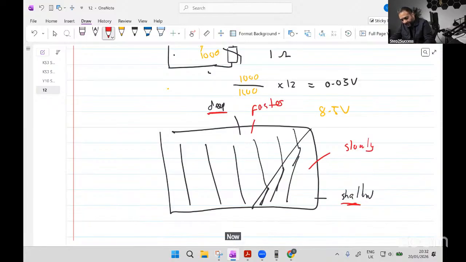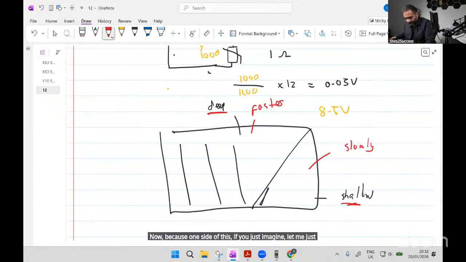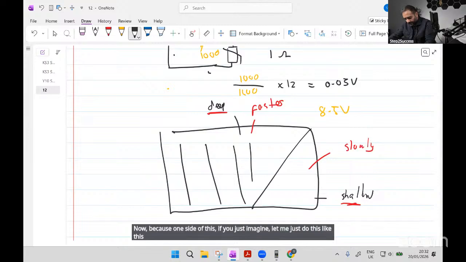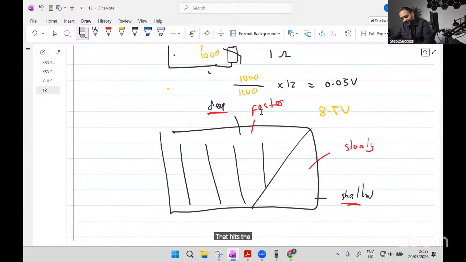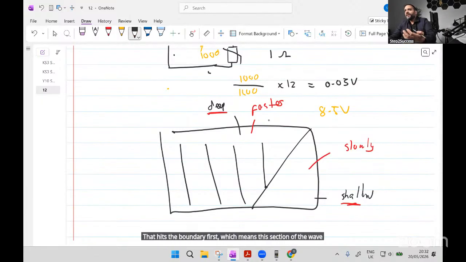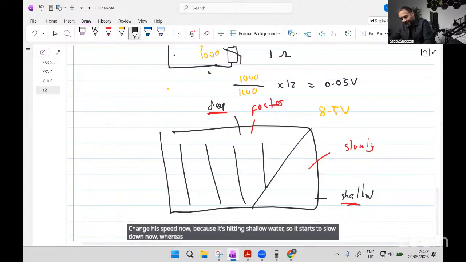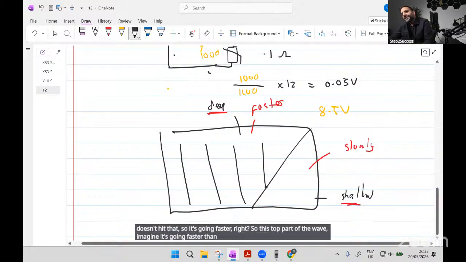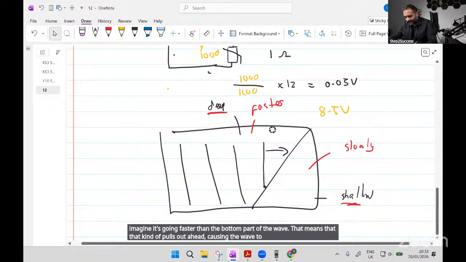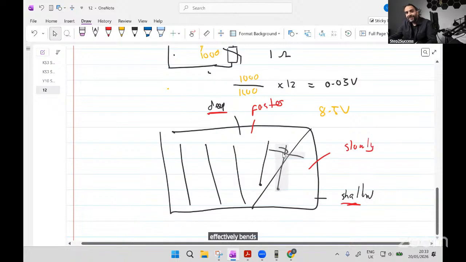Now, because one side of this, if you just imagine, let me just do this like this. So if you imagine this wave coming towards the boundary, then you see this part of the wave there. That hits the boundary first, which means this section of the wave changes speed now because it's hitting shallow water, so it starts to slow down now, whereas this one doesn't hit that, so it's going faster, right? So this top part of the wave, imagine it's going faster than the bottom part of the wave. That means that kind of pulls out ahead, causing the wave to effectively bend as it enters the shallow water.